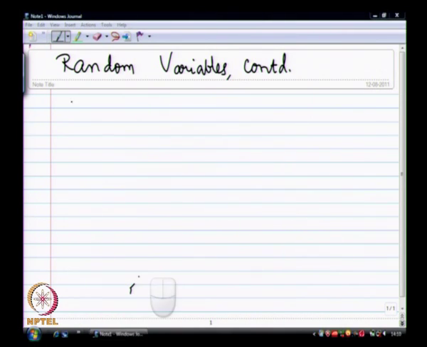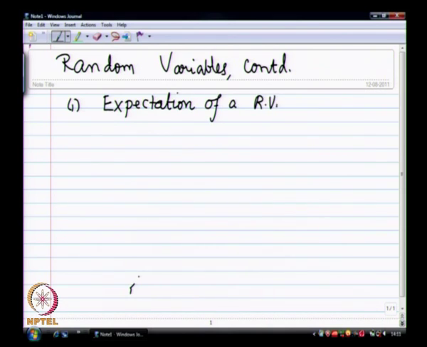Let us see. So first of all, expectation of a random variable. That is the standard definition.